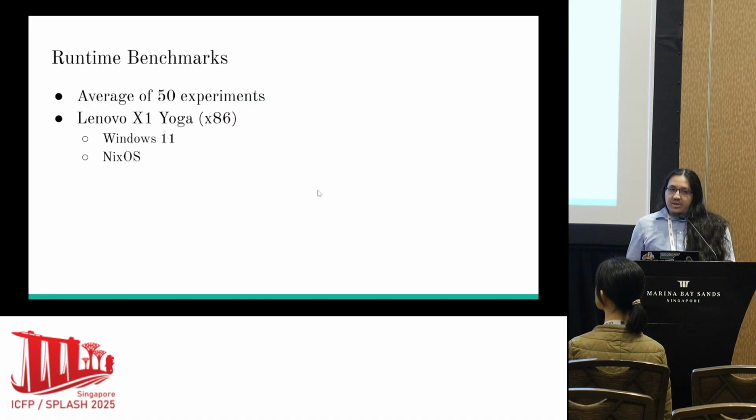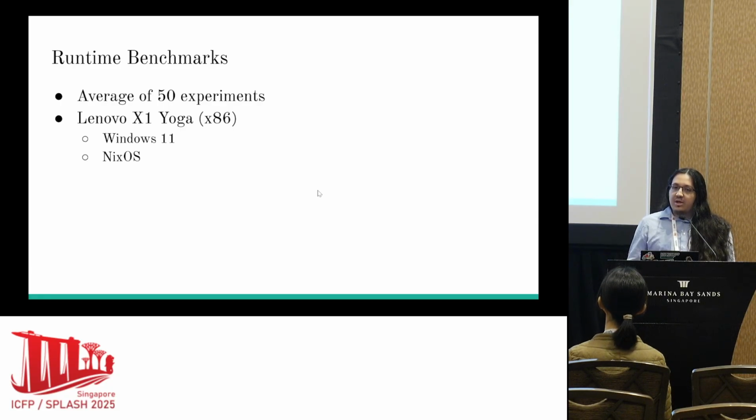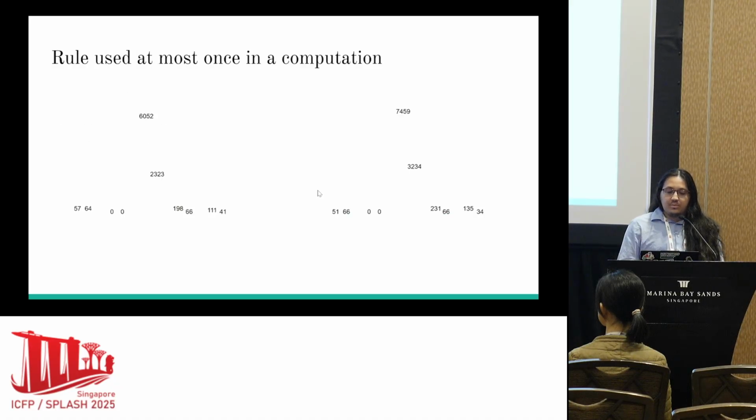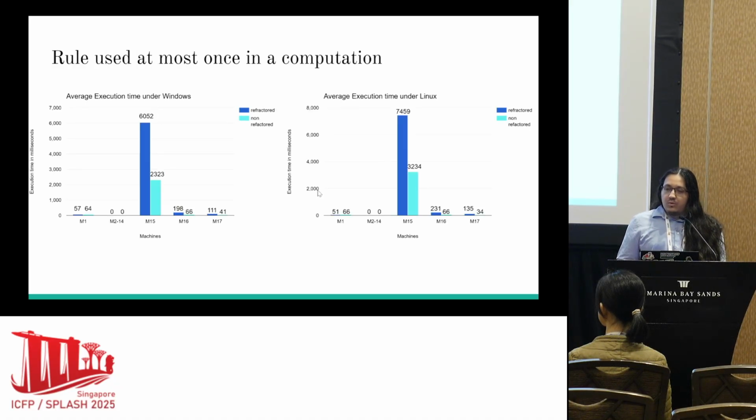So now that we've determined that it is practical to use this tool on typical examples found in FLAT textbooks, we wanted to see what the runtime characteristics would look like. We took the average of 50 experiments across all those machines on the laptop provided to students at our institution, a Lenovo X1 Yoga. We had 2 of them, one running Windows and the other running Linux. These are the results for when only 1 rule application was allowed.